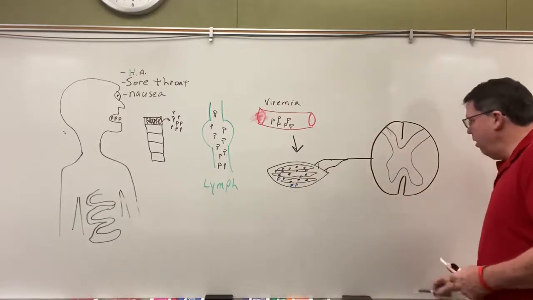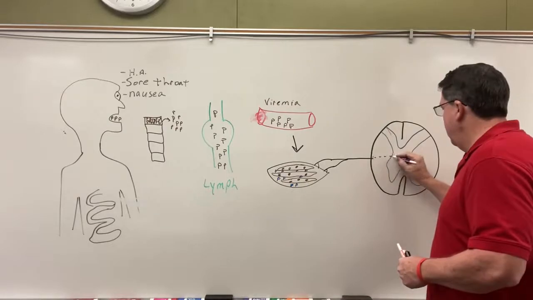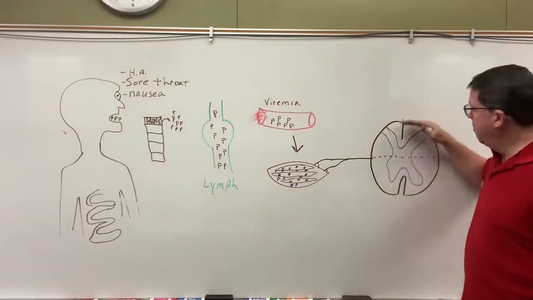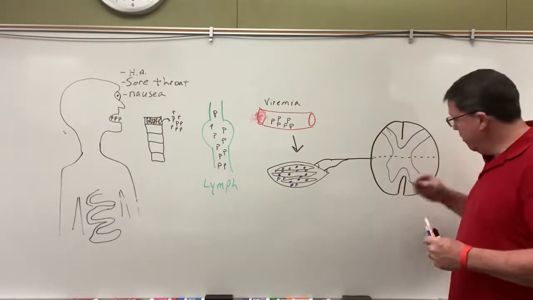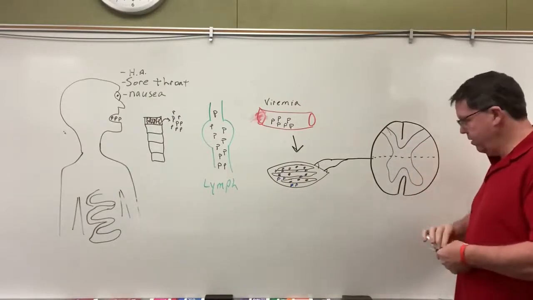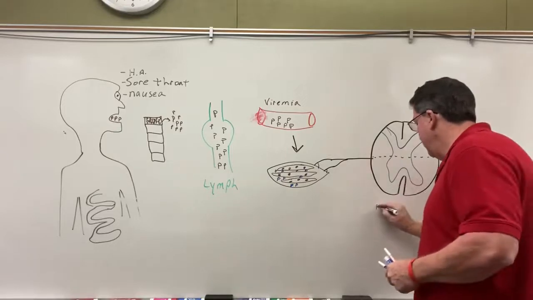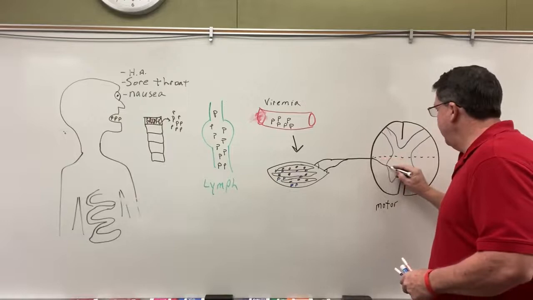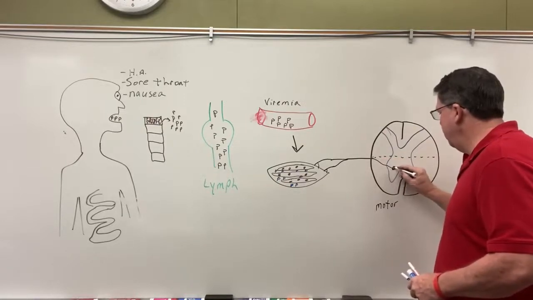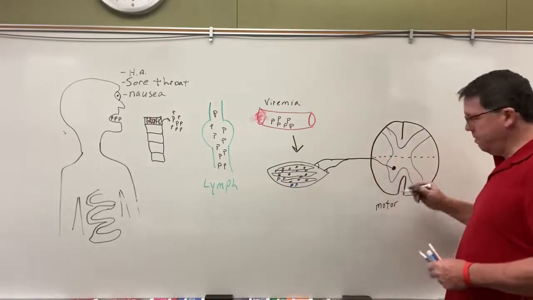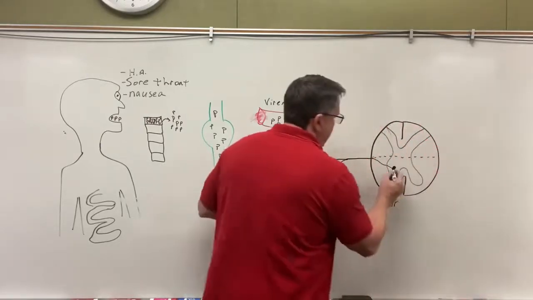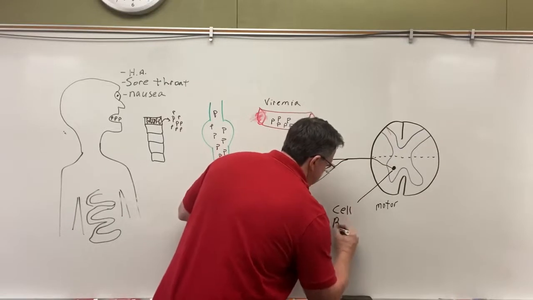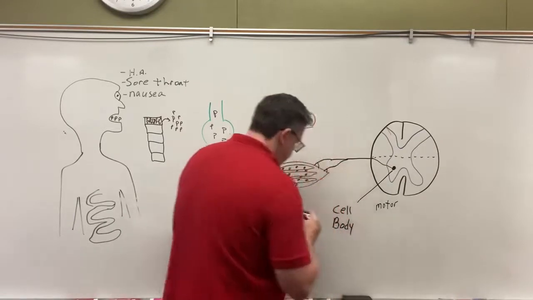The front part, the back part of this is sensory. The back part of your spinal cord is sensory. The front part's motor. So this is motor. That's here. And then what we have is this is going to come, and I'm going to draw it here. It's in the horn here. This is going to be my cell body. So this is the cell body. Okay, that's my cell body.